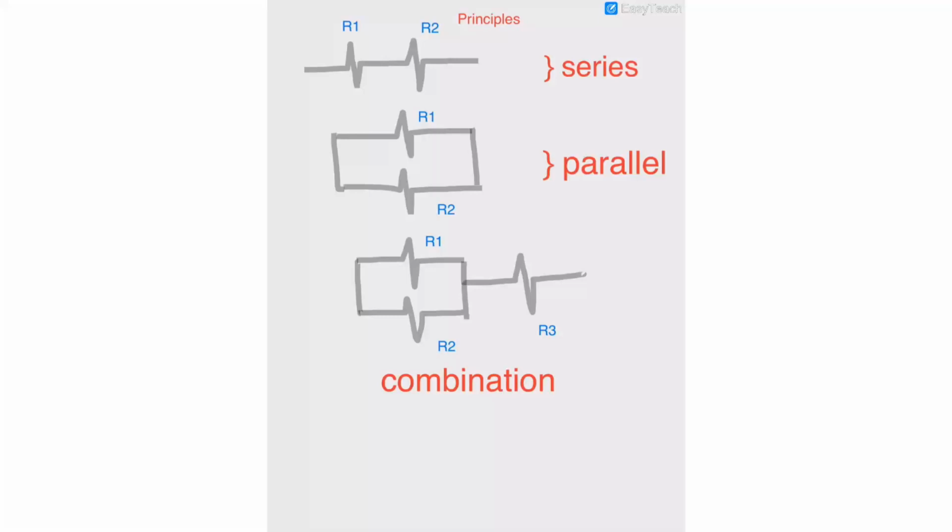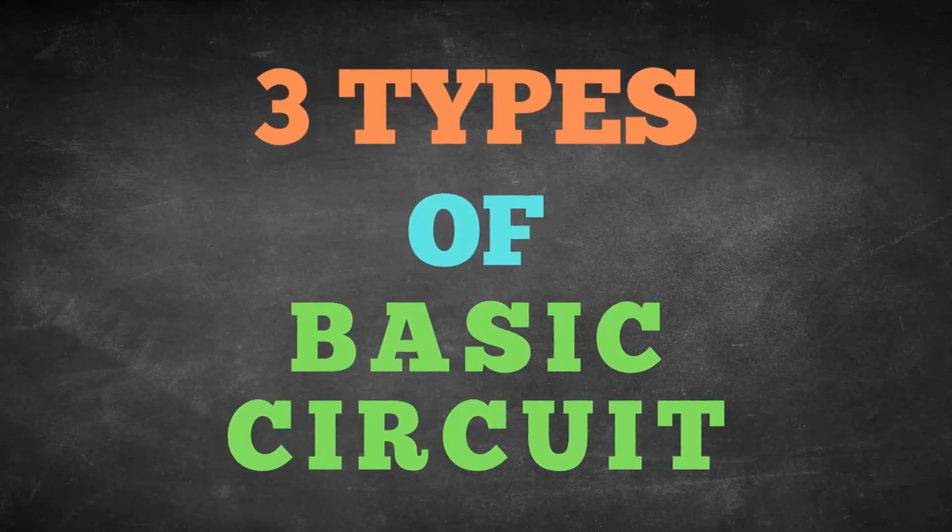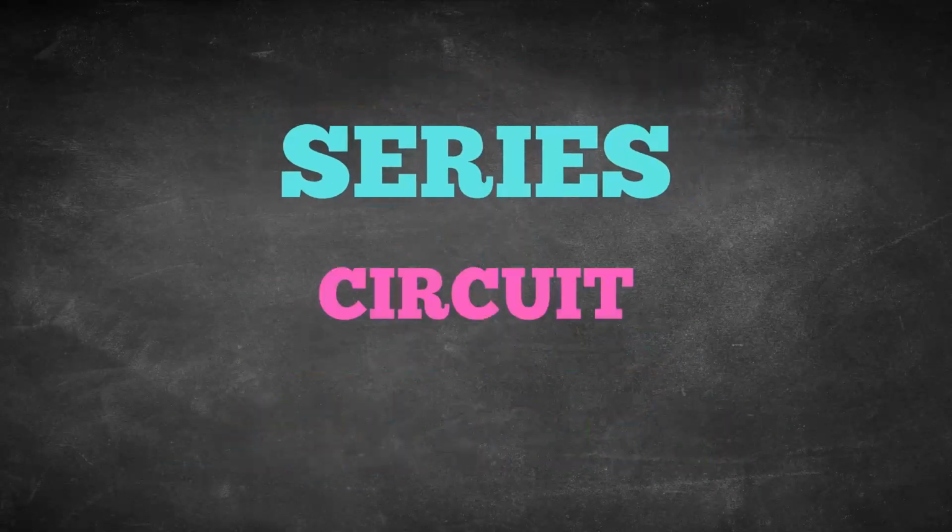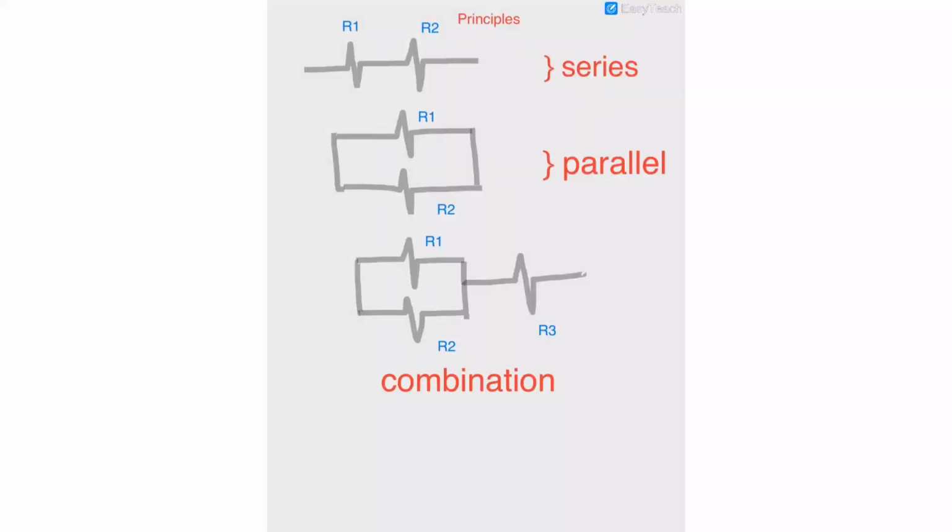First and foremost, we should know that there are three types of basic circuit. First is the series circuit. It is a type of circuit wherein there is a single path of current going through or around the circuit. In this one, R1 and R2 are connected to one another.